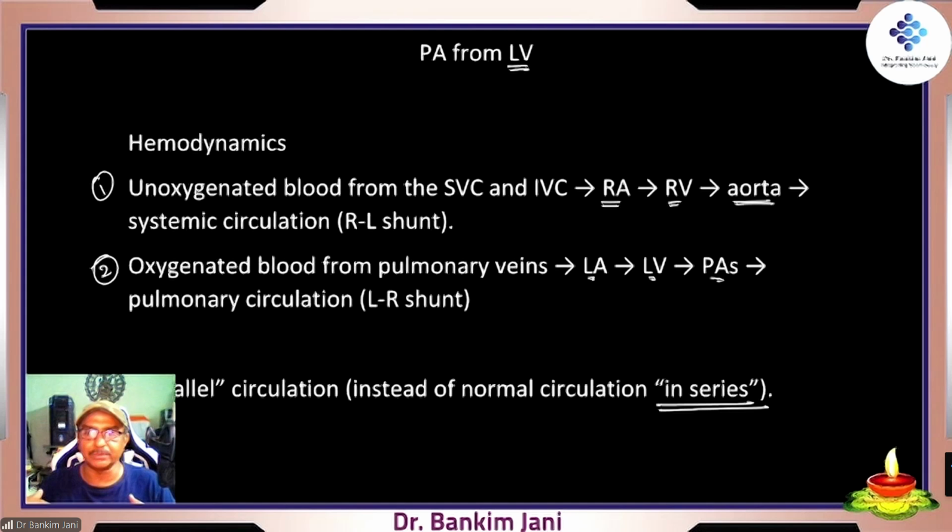Our normal circulation is called in series. In series means there is one pulmonary circulation and one systemic circulation, right? They are both connected with each other. So blood from the pulmonary goes into the systemic, and from the systemic it goes into the pulmonary. That's how they both keep on working. That is called in series. This is called parallel.